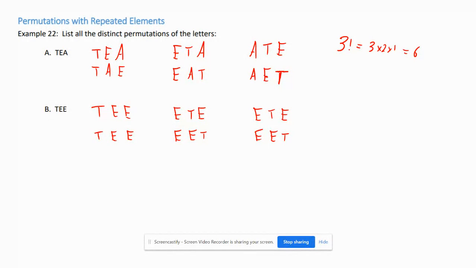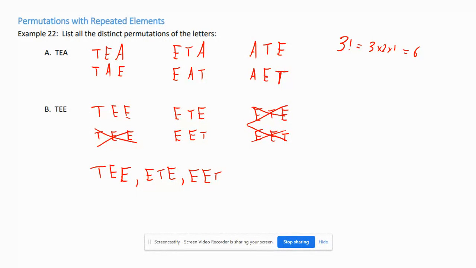Now, what hopefully we're seeing over here, the question said, list all of the distinct permutations of the letters. Well, the idea is T-E-E and T-E-E are not distinct permutations. These are actually the same thing. So I'm not going to count them twice. E-T-E and E-T-E, I'm not going to count those ones twice. And then E-E-T, E-E-T, I'm not counting those ones twice either. So the only distinct permutations I have here are these 3. Okay, so these are your 3 distinct permutations.